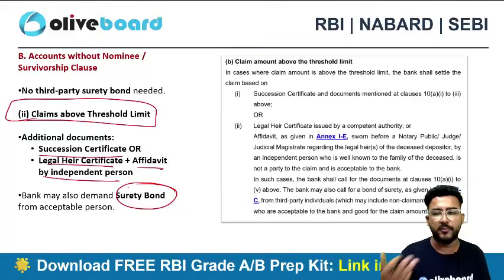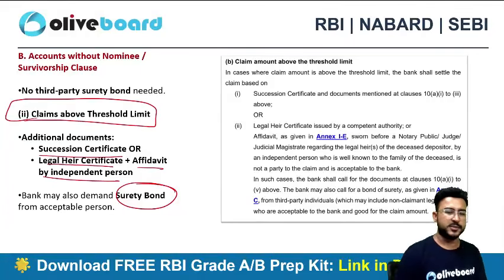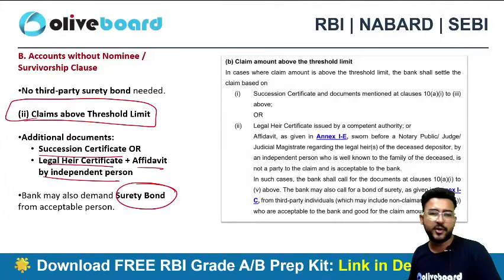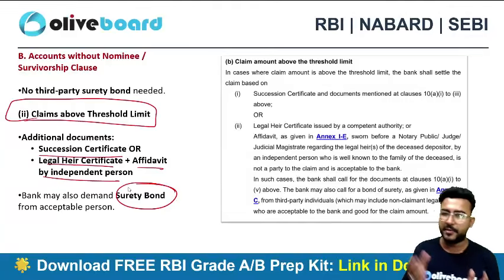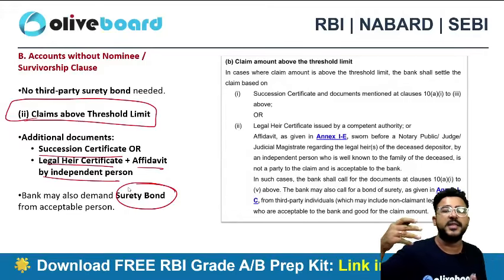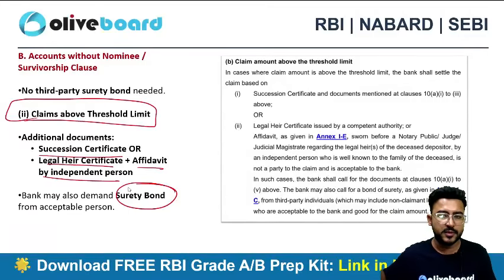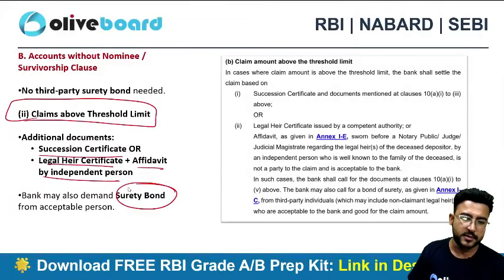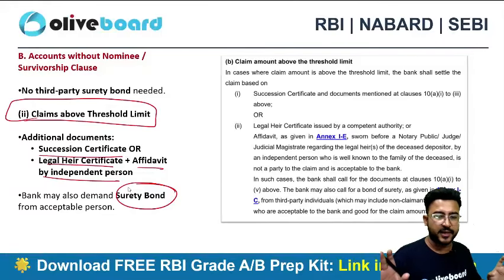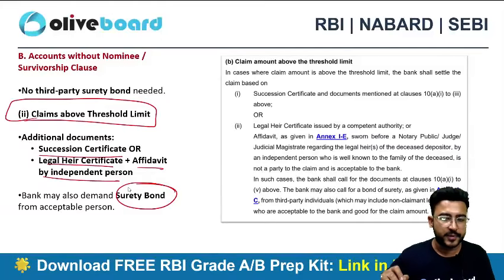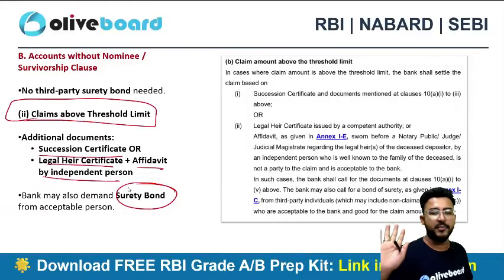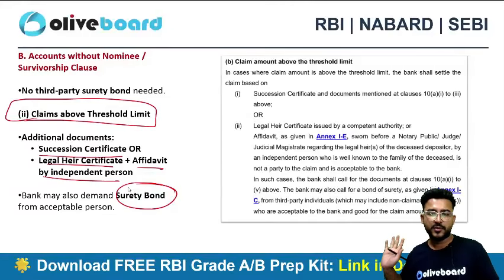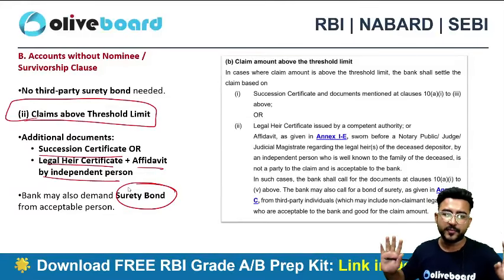Now, what is a surety bond? Let's suppose this particular nominee or legal heir has already claimed the money, but maybe there is a legal dispute in the near future. Somebody claims that he is also entitled to a part of this deposit. So that's why the bank takes no risk. They sign a surety bond that in case of any future liability, the legal heirs who are claiming the money will be completely liable. Yahan tak clear sabko? Any queries still here?